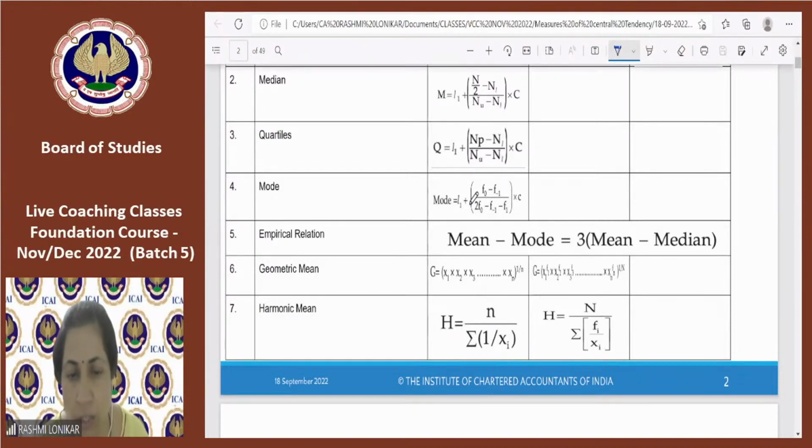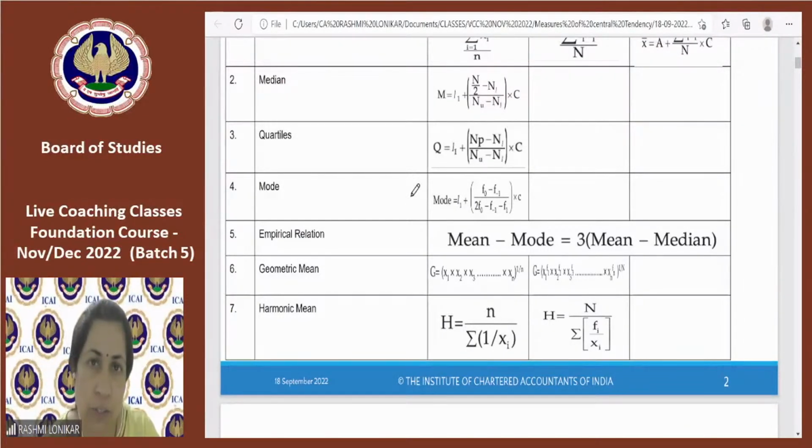Then we have mode. In mode, we choose the class which has the highest frequency. Okay, so that class is your F0. The class above it will be F of minus 1, and the class below it will be F of plus 1. And the same procedure, L1 plus F0 minus F minus 1 upon 2 times F0 minus F1, F minus 1 and F1 into C. Okay, what is the empirical relation between mean, median and mode? Mean minus mode is equal to 3 times mean minus median.